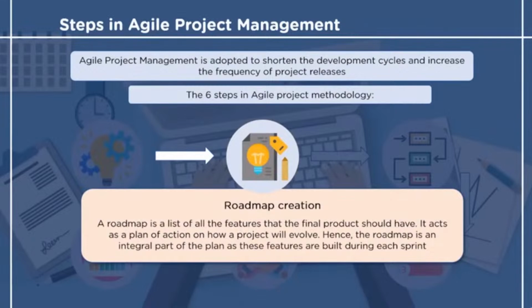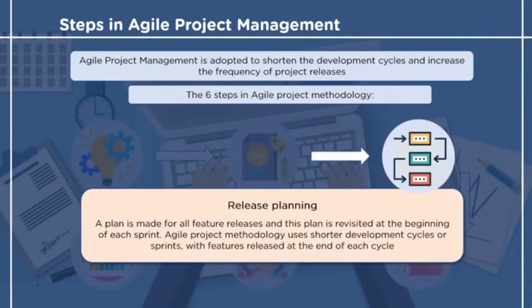A list of all the features that the final product should have is created, and the steps to achieve those features are taken. The next important step is release planning. Since we are doing the project keeping in mind the Agile project methodology, the project will complete in sprints. That means there will be the release of features at the end of each cycle. And unlike the traditional waterfall model, the development cycles will be smaller.